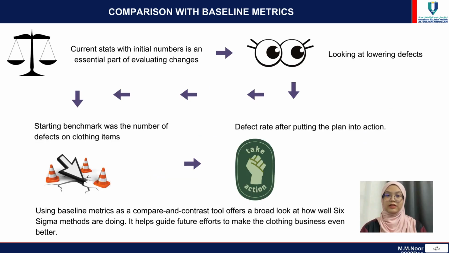Comparing current states with initial numbers is an essential part of evaluating changes made in a clothing business using Six Sigma. So we are especially looking at lowering defects. The starting benchmark was the number of defects on the cloth item. Now we are looking at the defect rate after putting the plan into action. So by looking at this, we can tell how good Six Sigma is at cutting down defects and also improving the quality of the product.